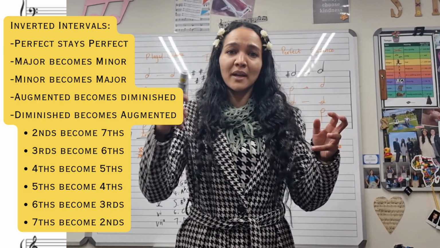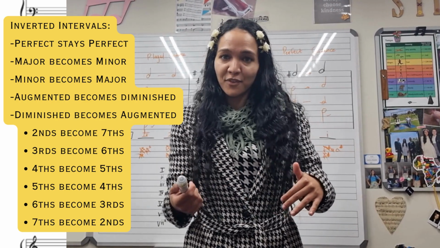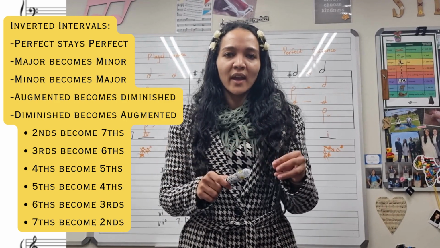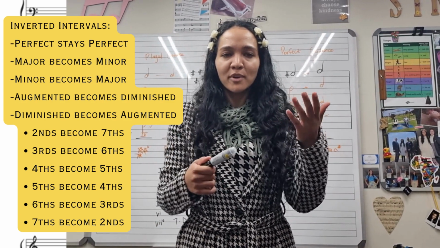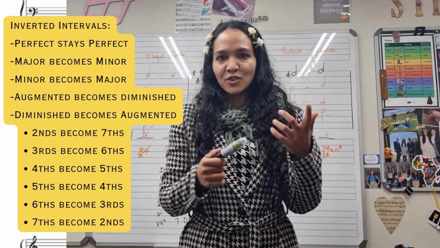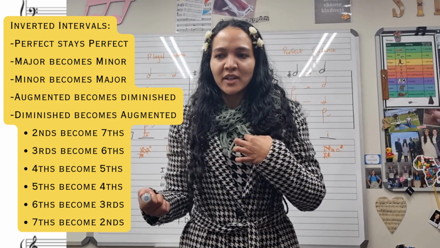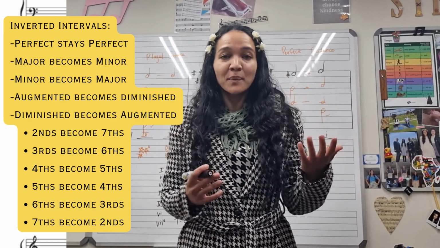So a second will become a seventh, a third will become a sixth, a fourth will become a fifth, and vice versa. So a major second, G to A, will become a minor seventh if I just swap it around, go from A to G. And if I think about that, that is true, because in A major I expect to find a G sharp, but if it's a G, then that is a minor seventh. So that works every time.